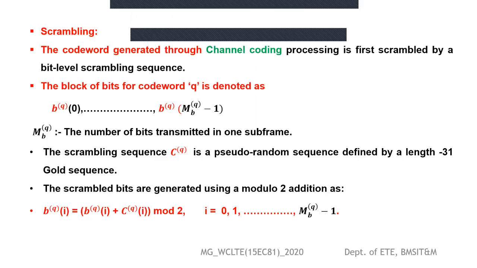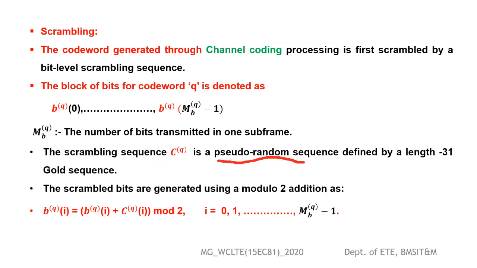So it is a pseudo-random sequence, and it is defined by a length-31 Gold sequence. I think we have discussed this in the DC class. In spread spectrum communication, I said how two length-31 sequences are XORed and we get the Gold sequence. So that is the scrambling sequence, and the scrambled bits are generated using modulo 2 addition.